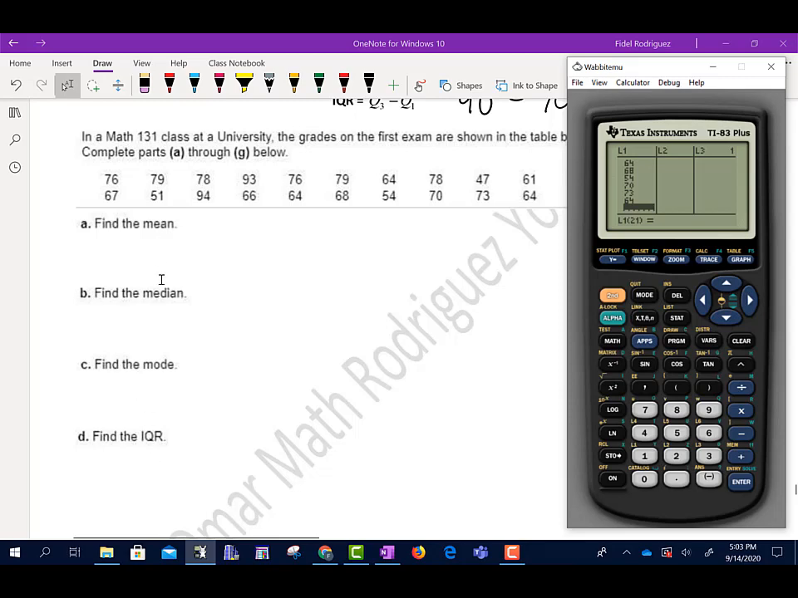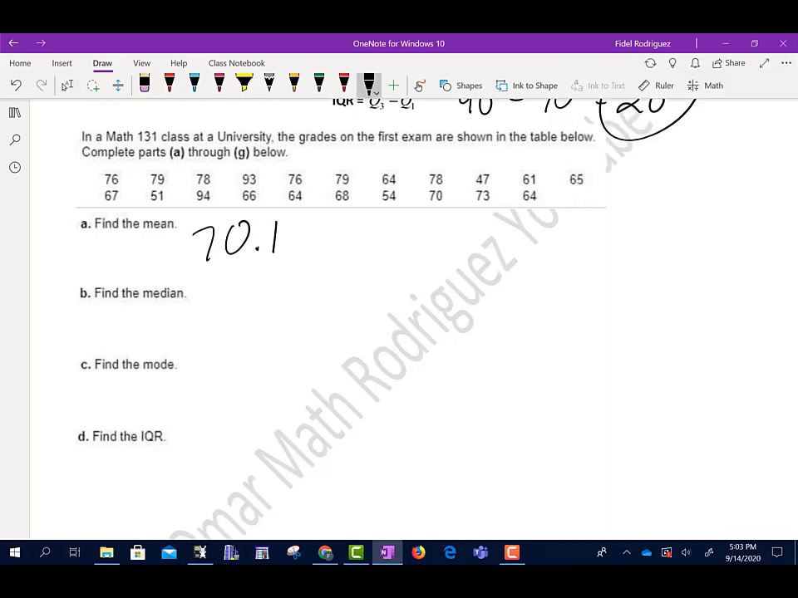It's asking me to find the mean, the median, the mode, the IQR. Okay, so let's see if we can do some of this. So I'm going to come back to Stat, go to Calculate, and calculate my one variable stats. And I'm going to hit second and L1 so it knows which list I'm going to use. So our mean, remember, is the X with a little bar on top of it, the very first number. So my mean here is 70.1.